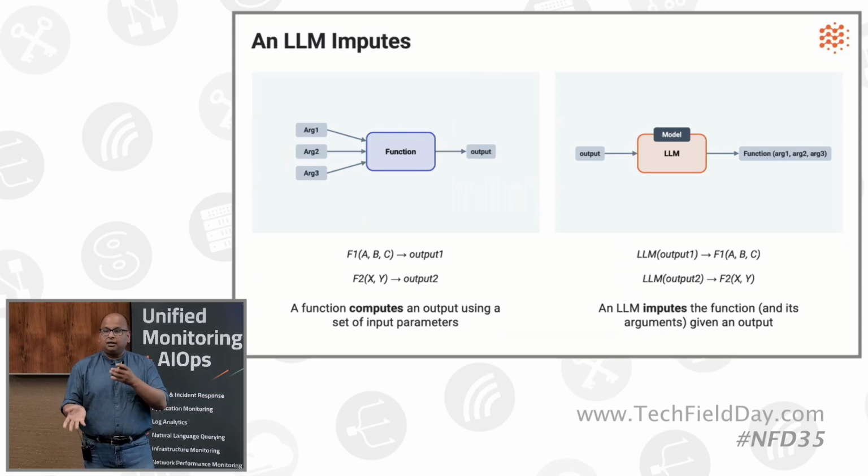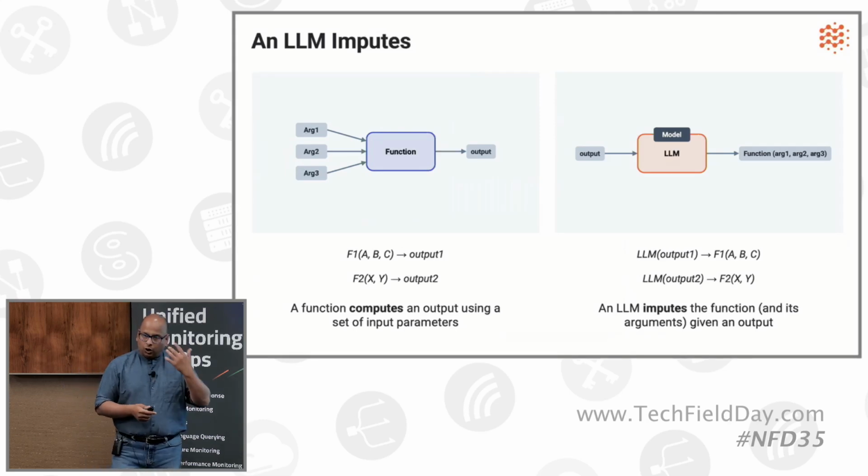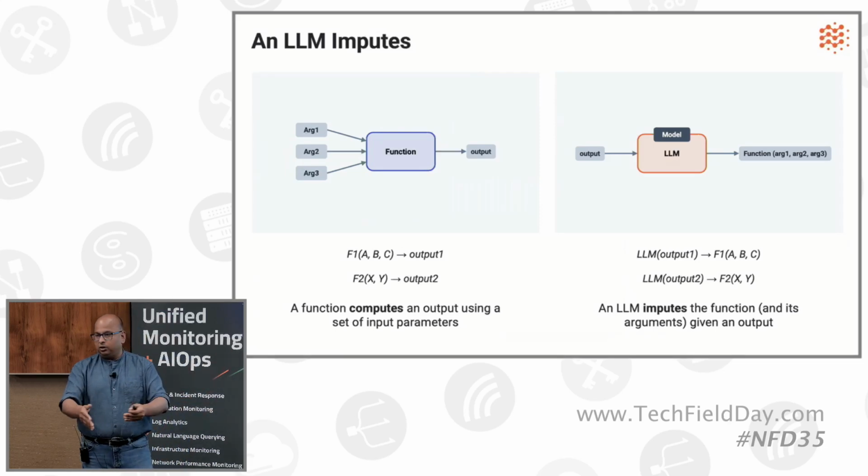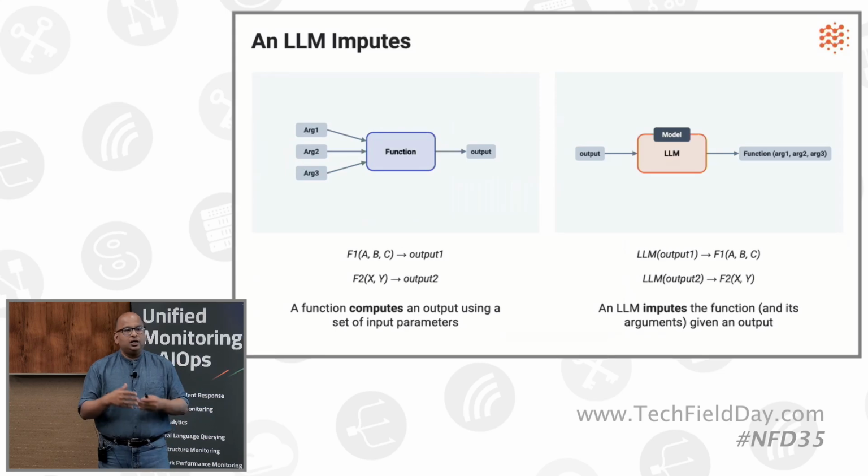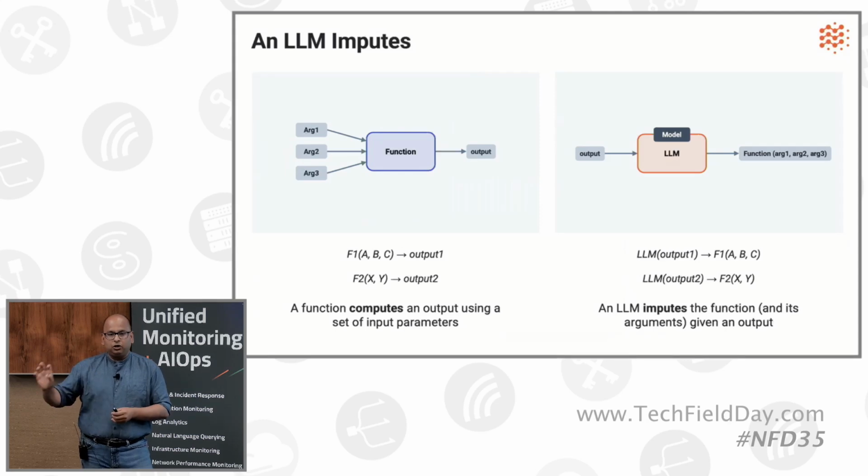An LLM does the reverse of that. It infers, and an LLM can do a lot of things, but the capability that we are trying to leverage is, given an output, infer the function that maps to that output. So the reverse of that: you feed it an output, and once you feed the output to it, using this key technology called a model, it is able to then say, if you were to use this function with these arguments, this output would be found.